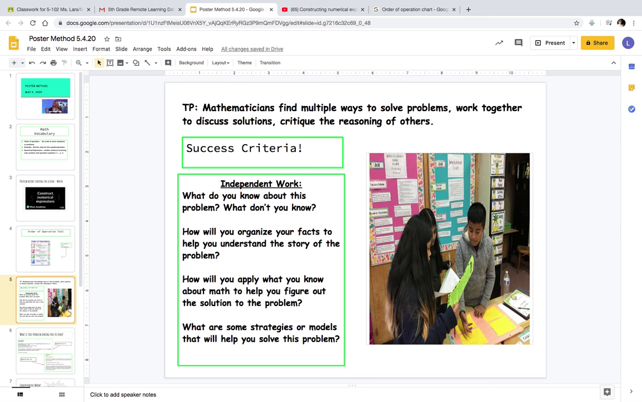Before I show you the problem, I want to remind you of your success criteria. You're going to work independently or with your teacher to solve the problem. Make sure that you are answering the questions that are going to help you be successful for this lesson. Make sure that you know what the problem is asking you. You organize your facts to help you understand the story of the problem. Try to figure out a strategy that's going to help you solve the problem. Maybe an equation, a ratio table, or draw it out, tape diagram.